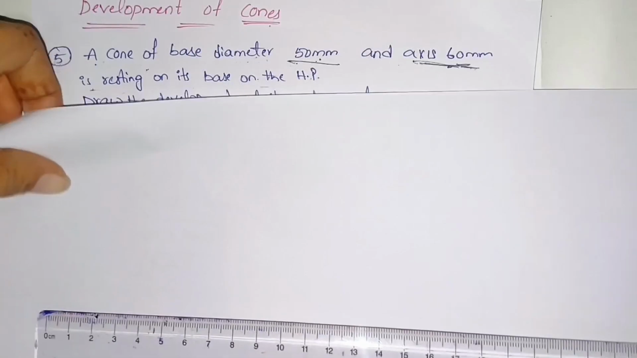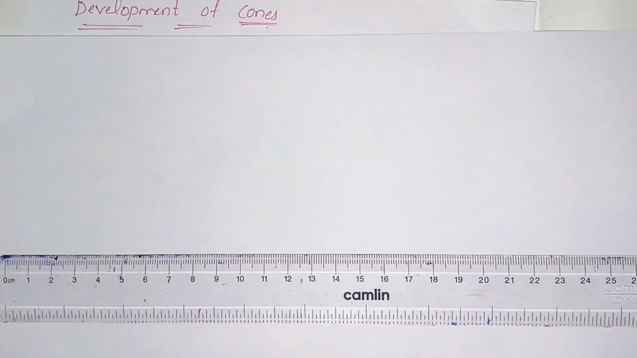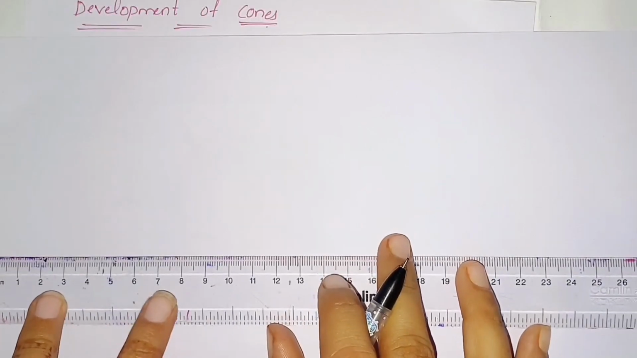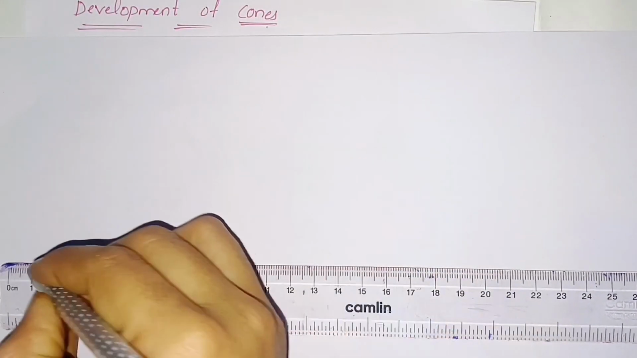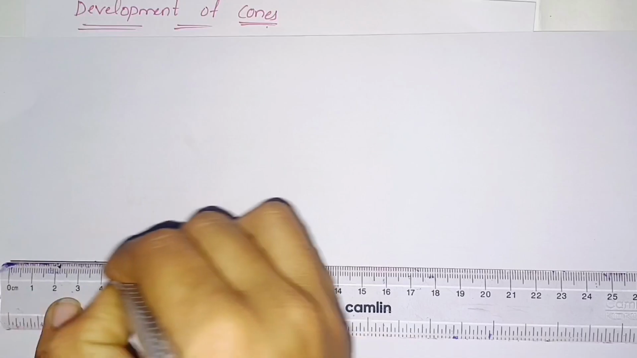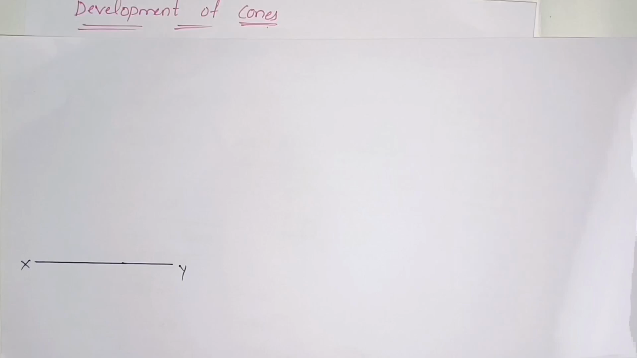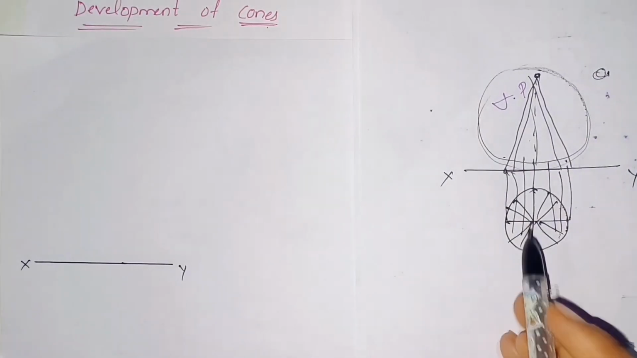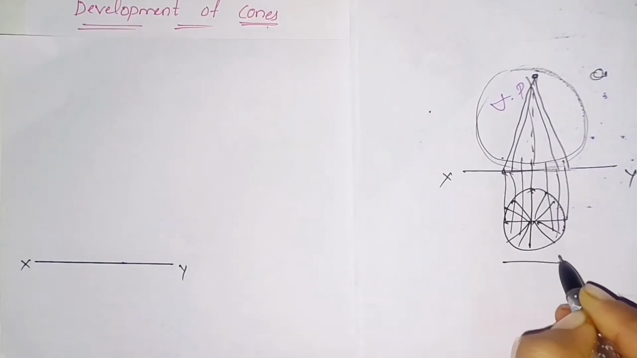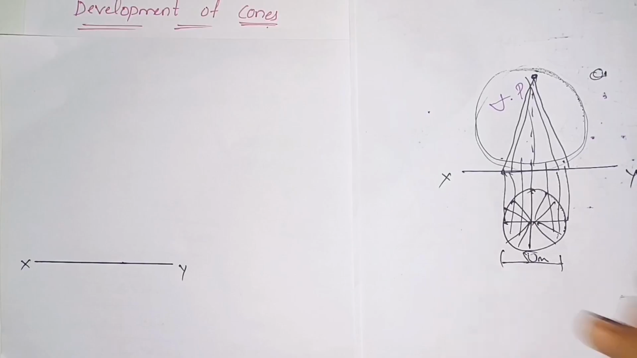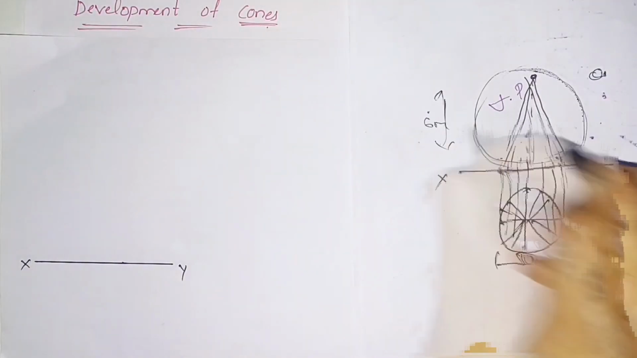The reference line, we call it the surface line or reference line, you can call it anything. Draw it at some distance, and this one is x and y, and D is equal to the diameter. Here I am showing a rough diagram. The diameter is given as 50 mm and the height is 60 mm.